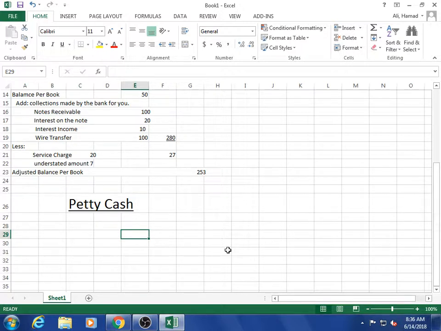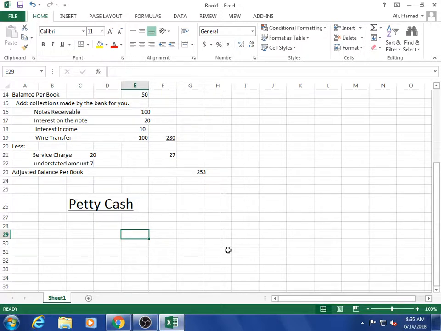The first thing in the accounting procedures is we need to establish a fund. Before we go to petty cash, I'm sorry, look at this example, Exhibit 3 for bank reconciliation. Again, you notice there are explanations at the bottom, 1, 2, 3, and 4.